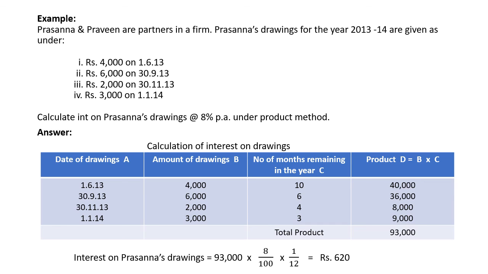So we have to multiply column B and column C to get product column D. And we have to add all products, that is 40,000, 36,000, 8,000, 9,000. It is 93,000. We have to apply into the formula: interest on drawings equal to 93,000 into 8% and 1 by 12. It means we have to calculate only for 1 month. So total interest on drawings equal to rupees 620.